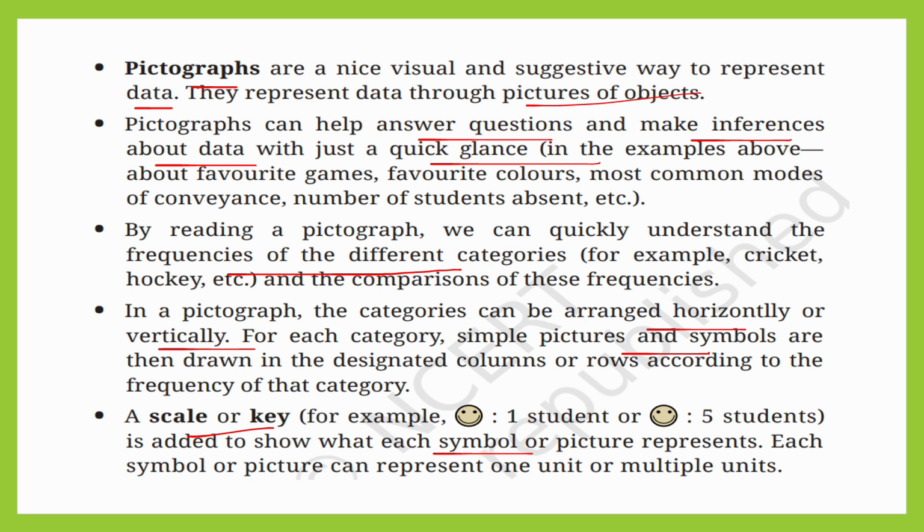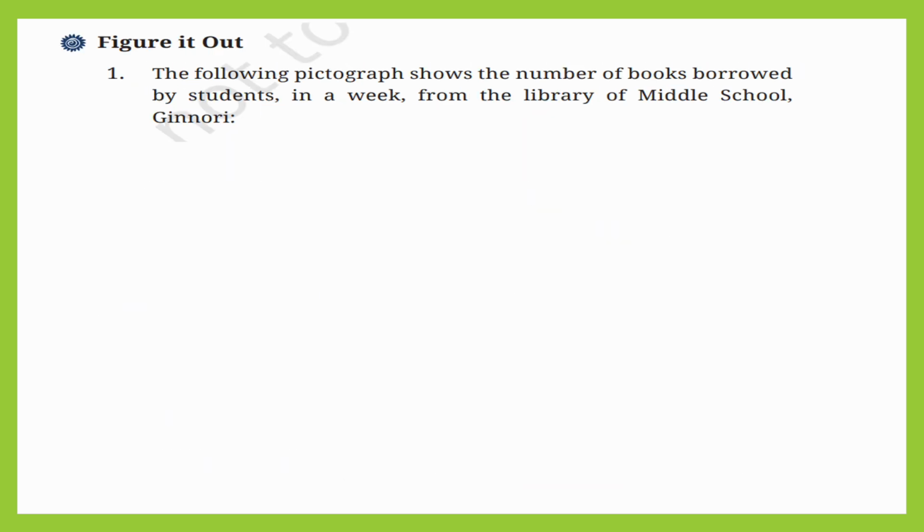Each symbol or picture can represent one unit or multiple units. See, in this case, one symbol represents one student. That is, one symbol represents one unit. Then here, one symbol represents 5 students. That is, one symbol represents multiple units. Figure it out.